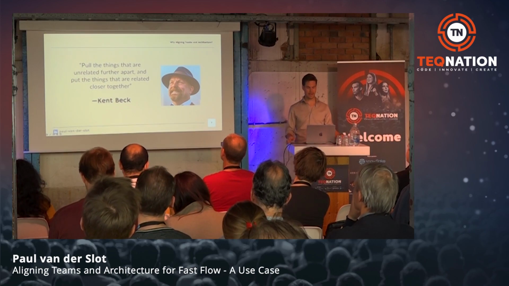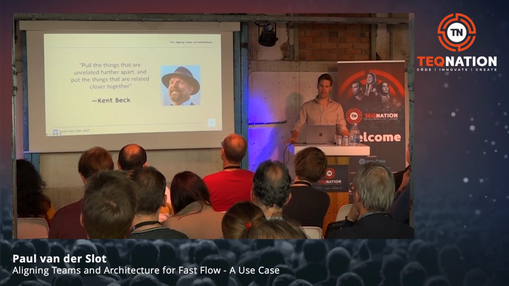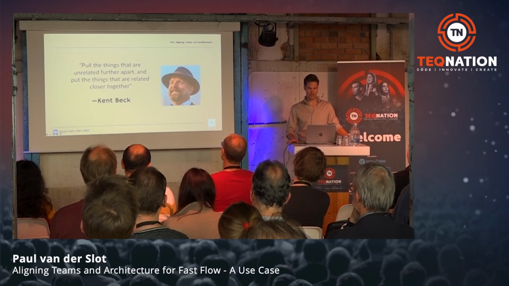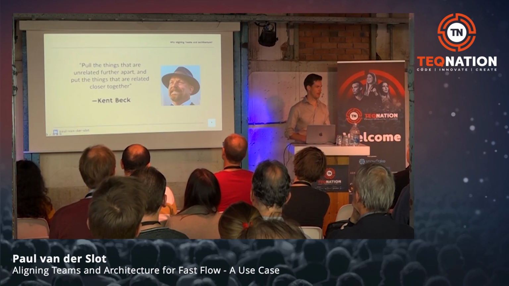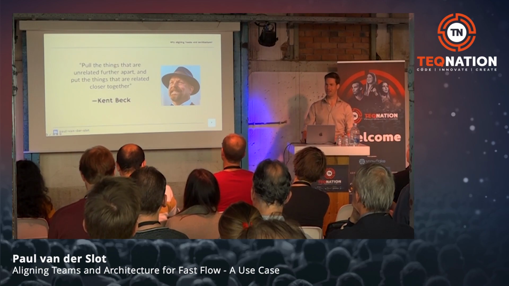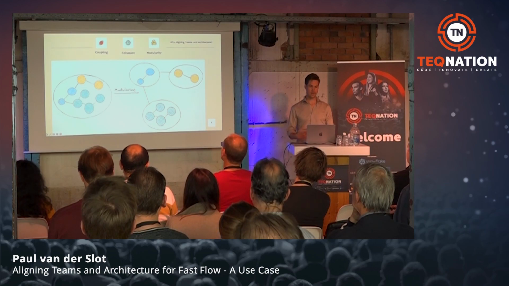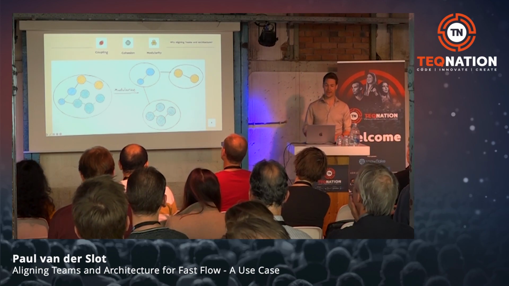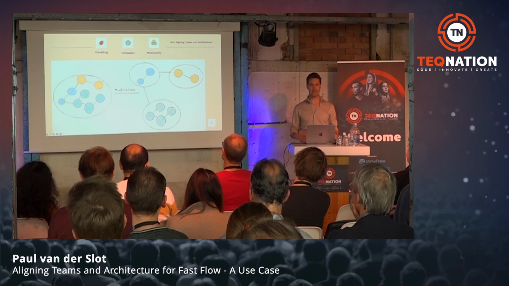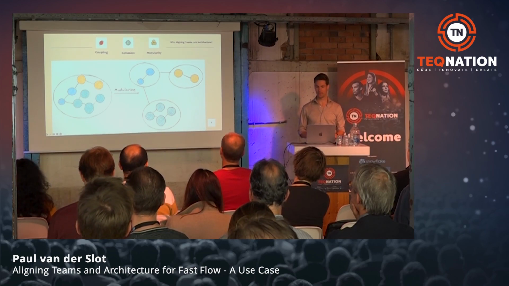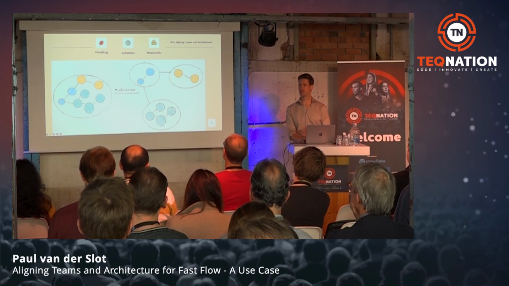And if we listen to Kent Beck, he says you should pull the things apart that are unrelated to each other, and the things that are related to each other, you should put them closer together. So if we listen to the advice of Mr. Beck, you will modularize the system. The local complexity has gotten too big, and what you will do is split it into independent parts with high cohesion, things that belong together naturally.